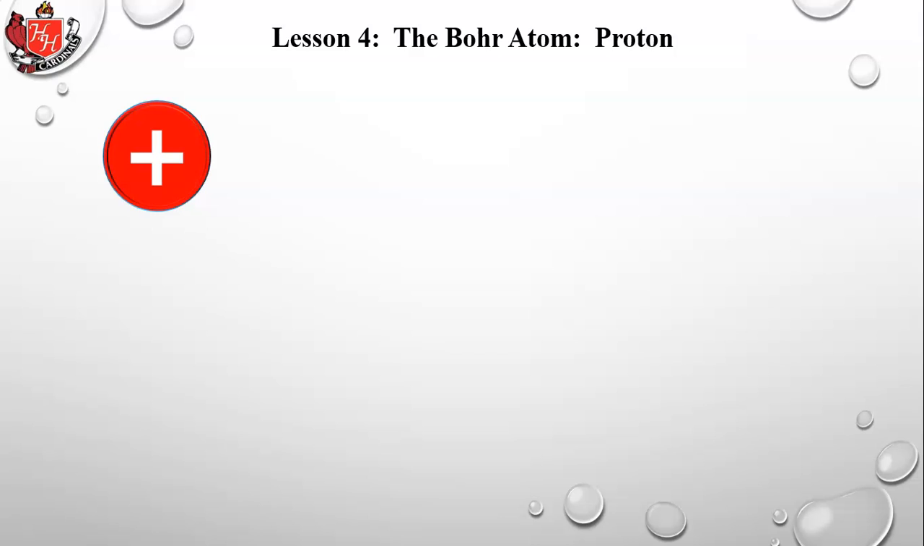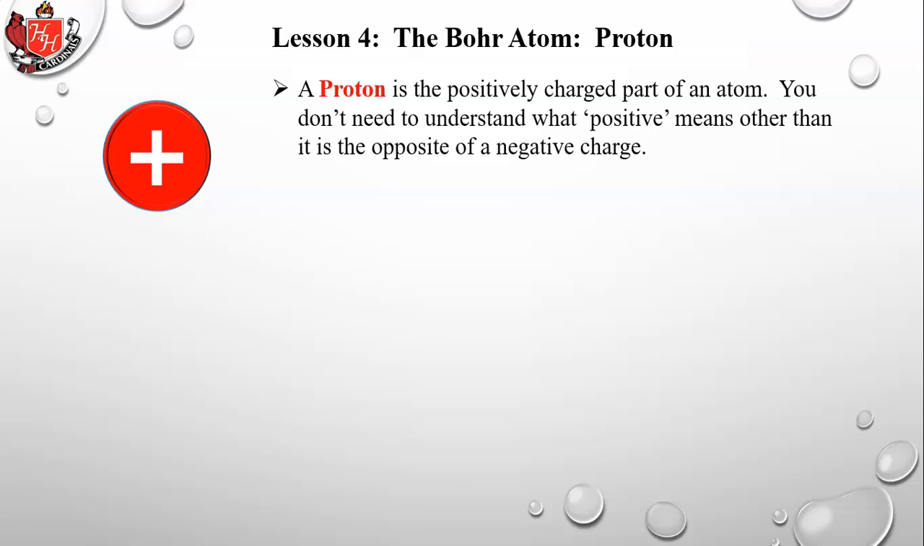So let's look at these particles one at a time. A proton is the positively charged part of an atom. You don't need to understand what positive means other than it's the opposite of negative. In other words, positive, negative, they could have called it the yes and no particle, the red and blue particle, the up and down particle. It just means it's opposite.